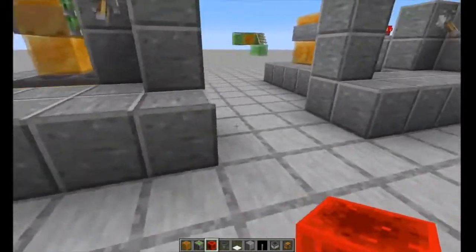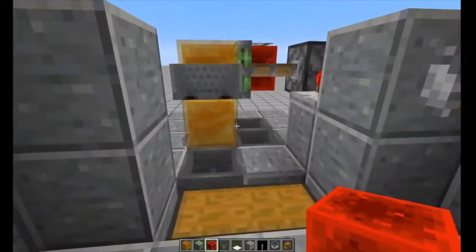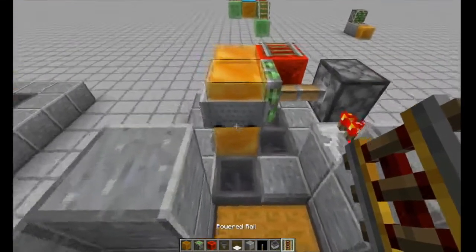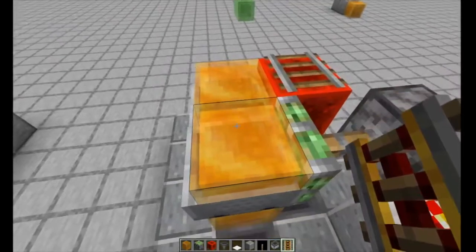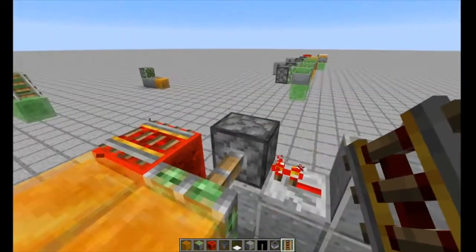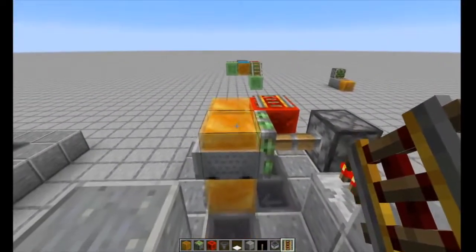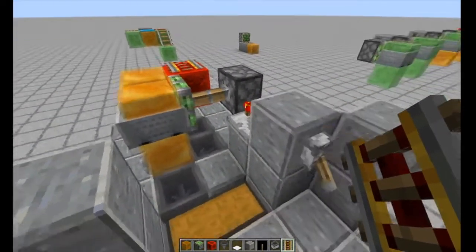So I wanted to play around with this for a little bit, and I was thinking, well, what if I could get rails on top of these honey blocks? Bad news is you cannot. See, you can get them on other blocks, but you can't put them on honey blocks. So this is not a good idea if you wanted to try to duplicate rails.